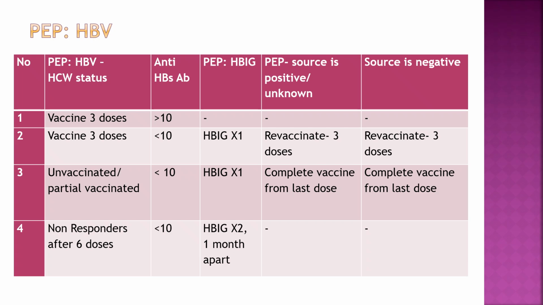For hepatitis B, if the healthcare worker has taken 3 doses, then it is not required. Non-responders after 6 doses: you have to do the hepatitis B surface antigen test, and then 2 doses of hepatitis B immunoglobulin are required. For 3 doses of vaccine, if the HBsAg test is positive but the anti-HBs antibody test is less than 10, then give hepatitis B immunoglobulin 1 dose and revaccinate.